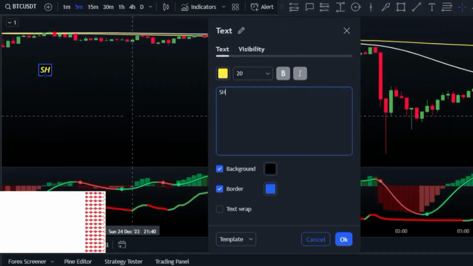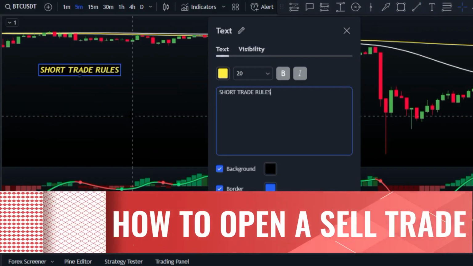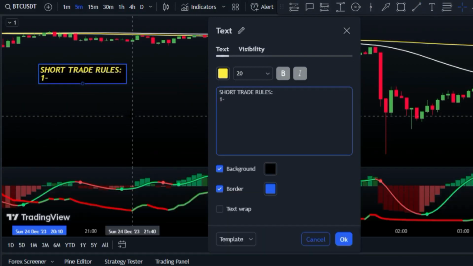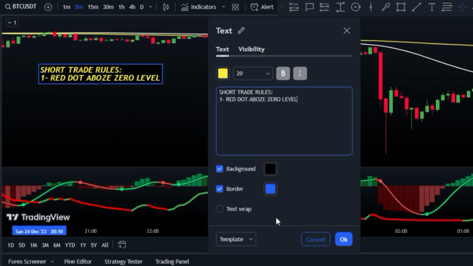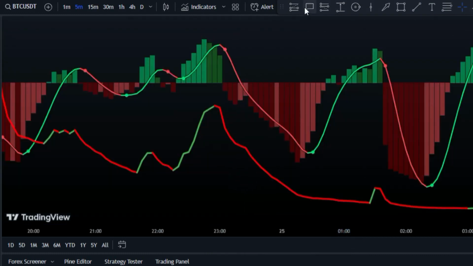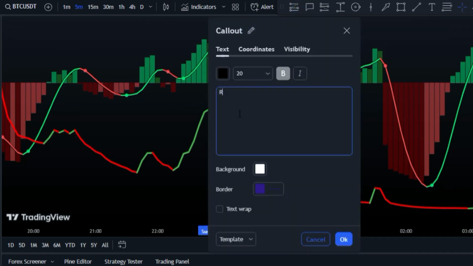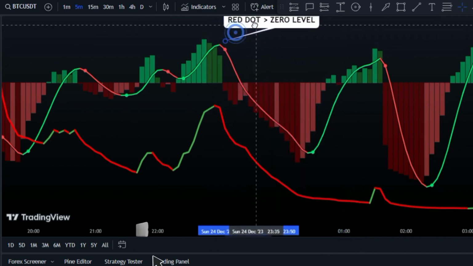Alright, now let's lay out the guidelines for a short trade. Initially, we need to be on the lookout for a red dot appearing on the BX Trender indicator, which should be positioned above the midline, also known as the zero line. If the bar corresponding to this red dot is also red, it indicates a more robust signal.